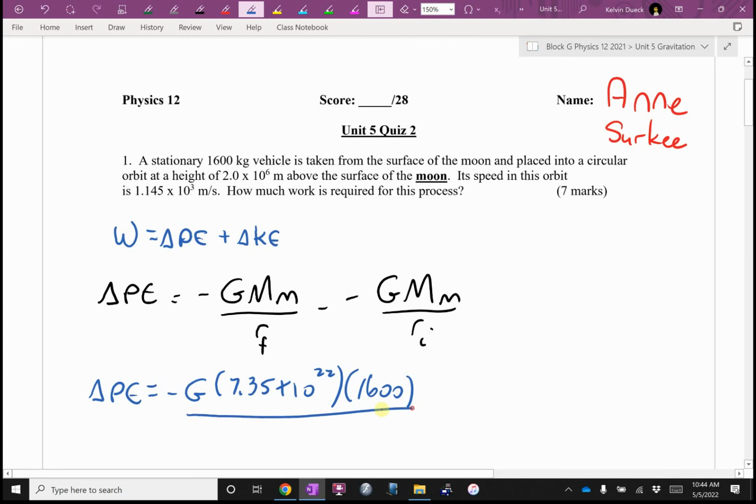So 1600. R final. Ooh. This is a height. So I'm going to take that distance and I'm going to have to add the radius of the moon, which is 1.74 times 10 to the 6th. If it had said orbital radius, I wouldn't have had to add the 1.74 times 10 to the 6th. But because this said altitude, I'll have to do that. Then I have a plus, same thing times same thing times same thing, all over 1.74 times 10 to the 6th.